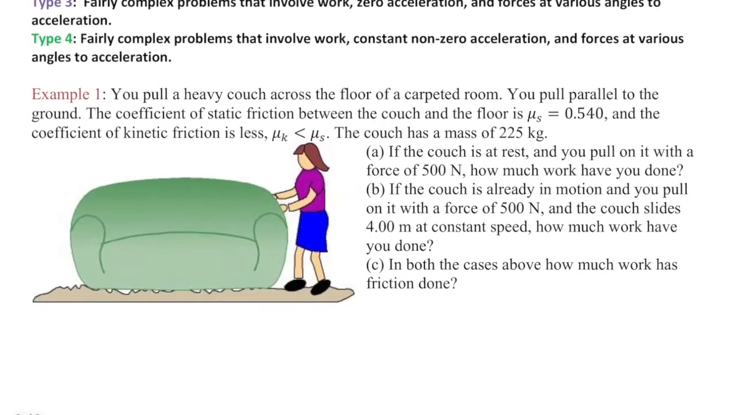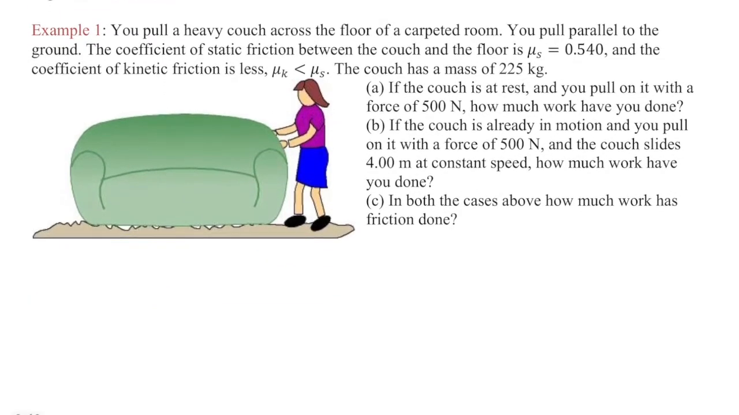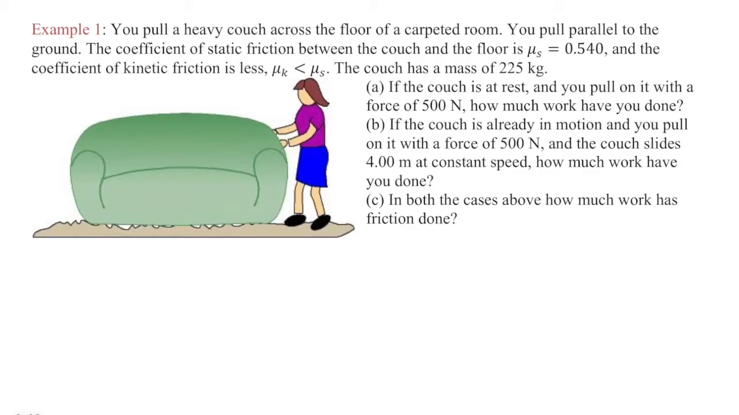Okay, so let's look at a type 1, example 1. You pull a heavy couch across the floor of a carpeted room. You pull parallel to the ground. The coefficient of static friction between the couch and the floor is μs equals 0.54, rough carpet. And the coefficient of kinetic friction is less. I don't say how much it is; it's not necessary for the problem. The couch has a mass of 225 kilograms. So in part A, we're asked: if the couch is at rest and you pull on it with a force of 500 newtons, how much work have you done?